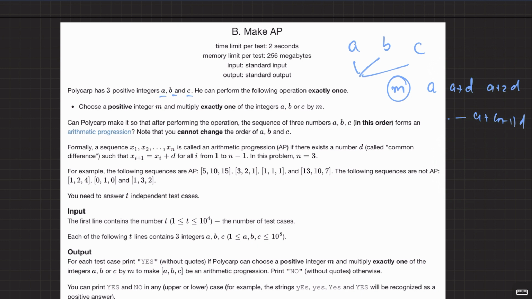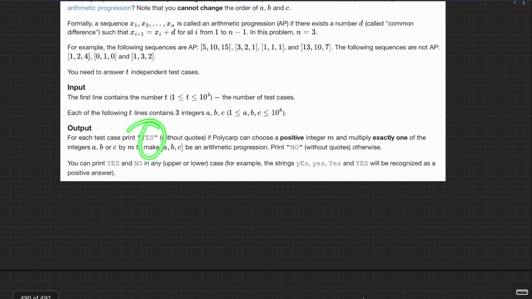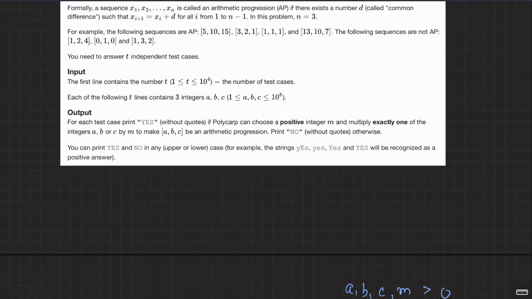So basically, we have to multiply this m to any one of them, such that these elements in order A, B, C are in AP. You cannot change the order. So you have three elements A, B, C, and you have to multiply any one of these such that this sequence becomes an AP. If it's possible, print yes. Otherwise, print no.